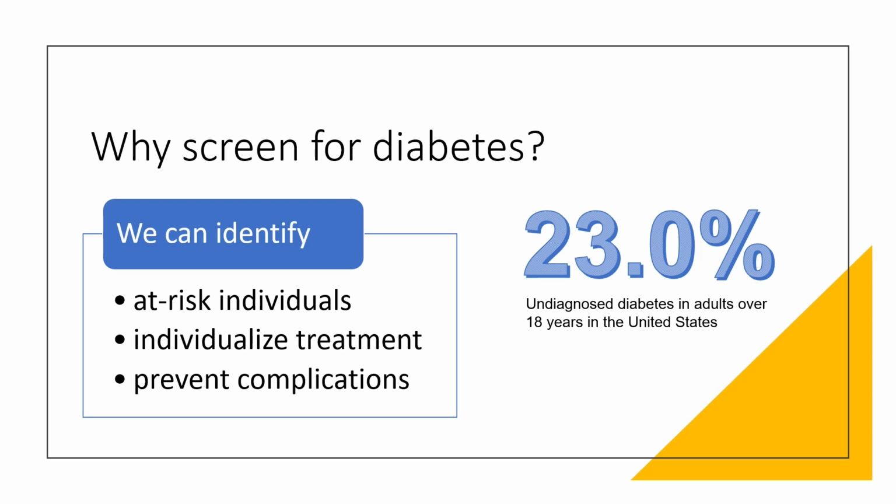According to the CDC, 23% of adults in the United States are undiagnosed with diabetes. It is important to screen for diabetes using the medical history of the patient as presented in the electronic health record because it identifies at-risk individuals, leads to individualized treatment, and aids in preventing complications.